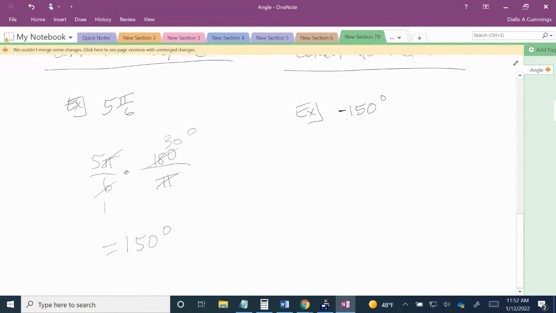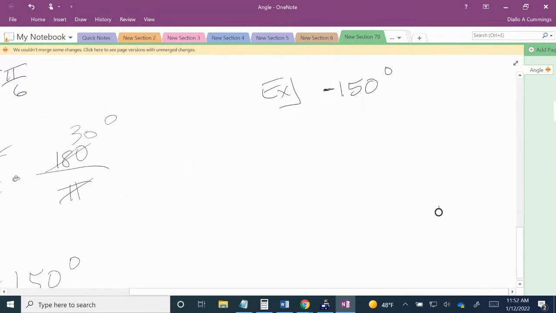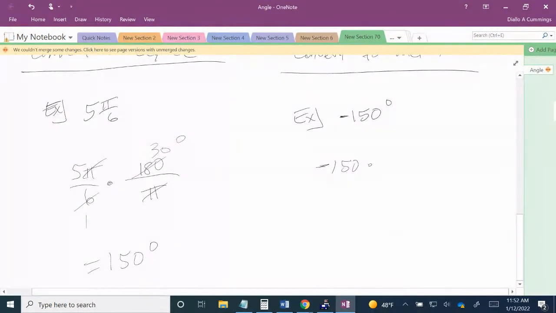All right, next we're asked to convert negative 150 to the radian measure. So we have negative 150. We're going to multiply by pi over 180. So here again, we can reduce. We can divide both 150 and 180 by 30. So notice this is still negative. So that reduces to a 5 and a 6. So we have negative 5 pi over 6 radians.